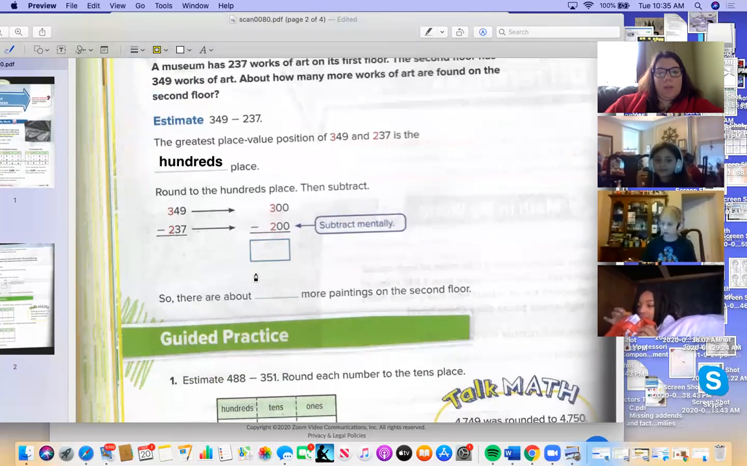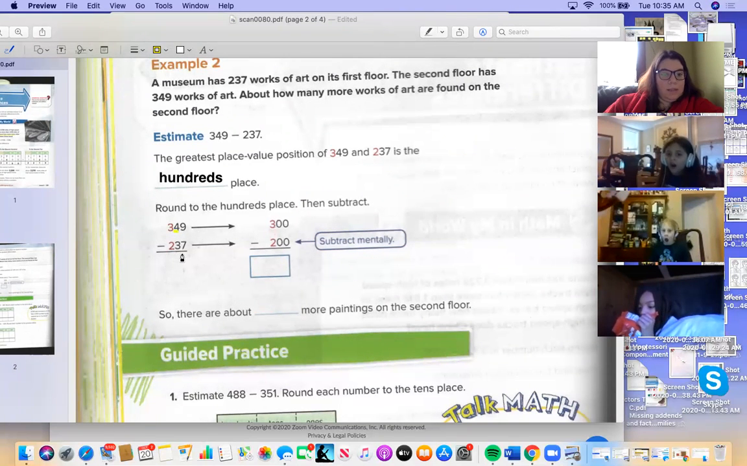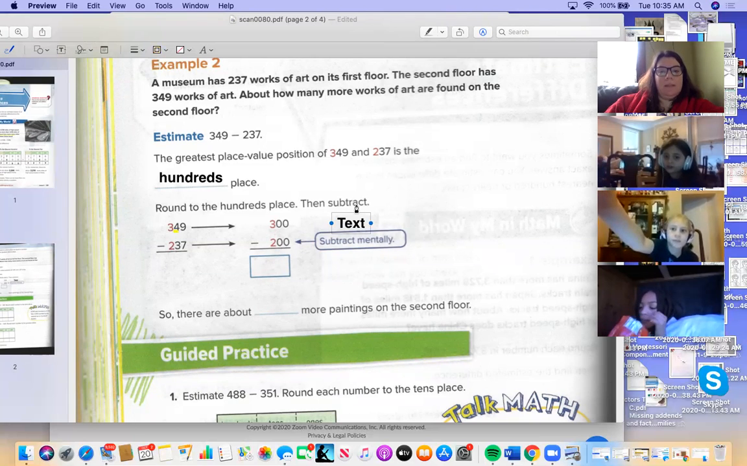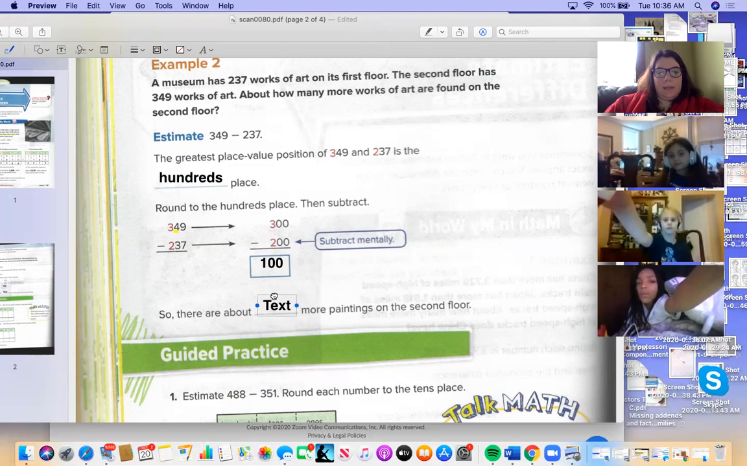So we can round. They already did it for us. 349, they saw that there was a 4 in the tens place, so that rounds to 300. And there's a 3 in the tens place for 237, so that rounds to 200, and we can subtract mentally. 300 minus 200 is 100. So there are about 100 more paintings on the second floor.